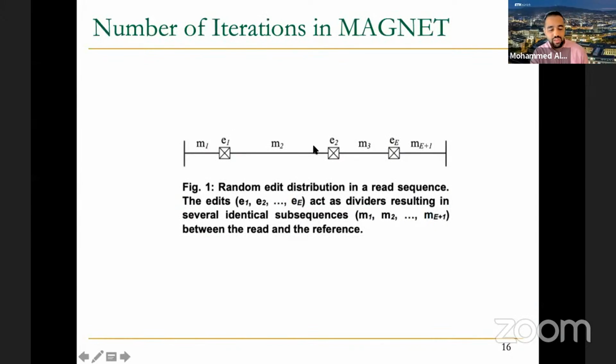Based on this observation, whenever we have one edit operation, we divide the matches into 2 segments. When we have 2 edit operations, we divide the matches into 3 segments, and likewise. So it seems that the number of segments or subproblems that we are going to have is related to the edit distance threshold. It's always E plus 1, or the number of edits plus 1. That is the maximum number of subproblems generated by edit operations in any of the 2 sequences.